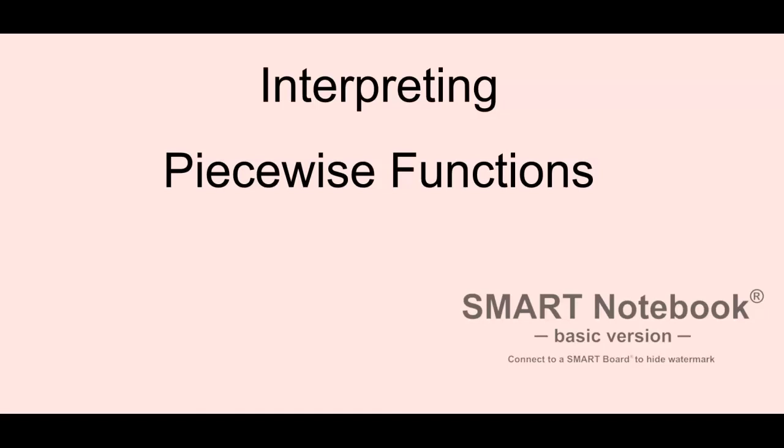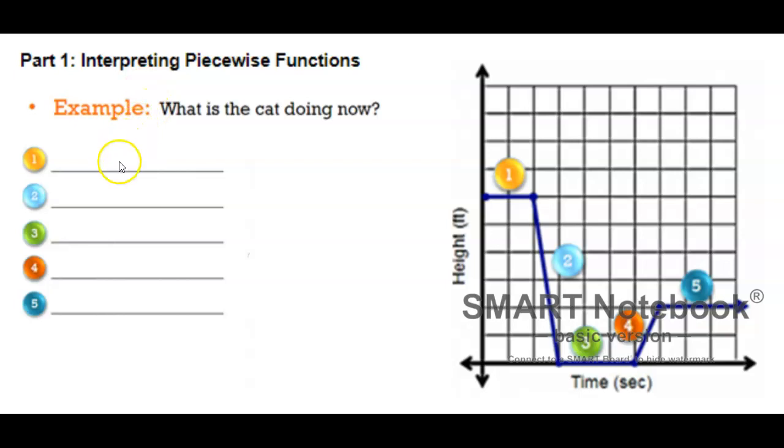In the next few lessons, we will be working with piecewise functions, and we're going to start off with interpreting functions. What interpreting piecewise functions basically means is you're looking at a graph and describing what's happening. A piecewise function has, for example, a constant function, a linear function, and another constant. So we're looking at the different types of functions that are combined together.